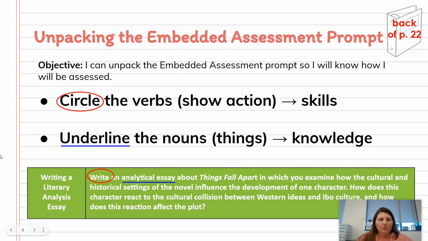And the prompt is: write an analytical essay about Things Fall Apart in which you examine how the cultural and historical settings of the novel influence the development of one character. How does this character react to the cultural collision between Western ideas and Igbo culture, and how does this reaction affect the plot? So I've given you an example there of a verb and a noun or a noun phrase. So pause here and circle the other verbs and underline the other nouns.